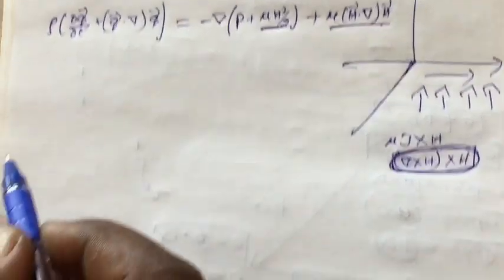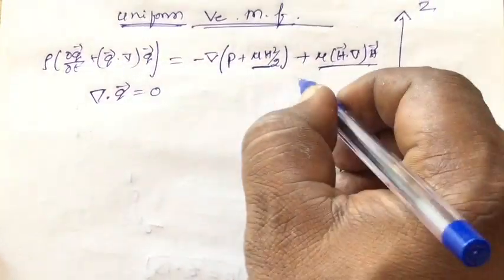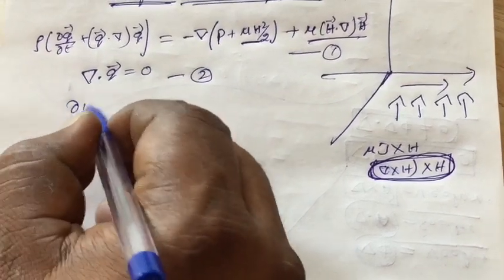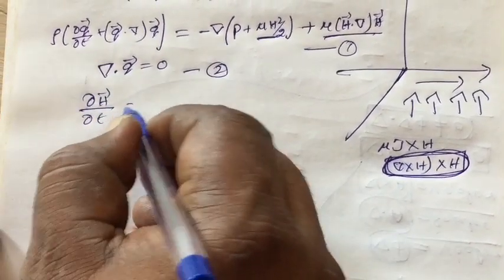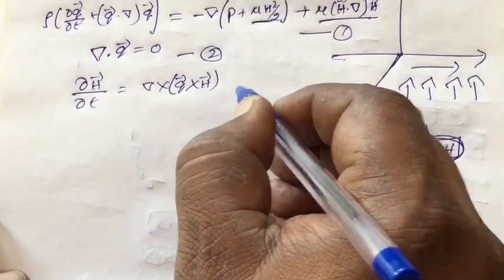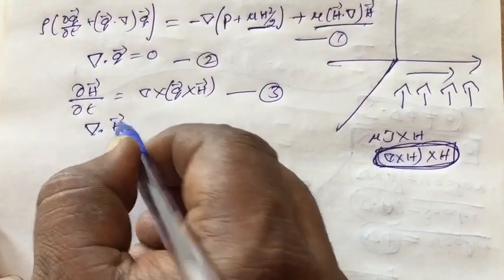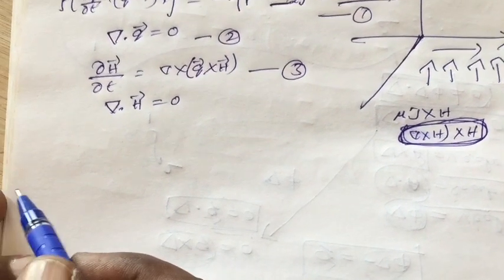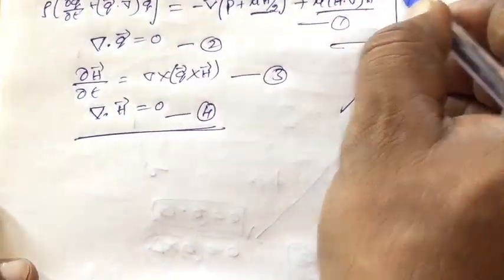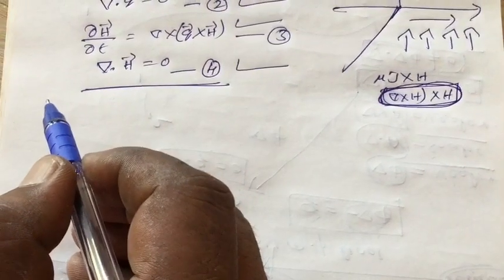Now, the continuity equation is given by del dot Q equal to 0. Call this equation number 1 and the momentum equation number 2. The magnetic induction equation is given by del H by del T equal to del cross (Q cross H). This is the magnetic field equation. The other one is the solenoidal property, del dot H equal to 0, equation number 4. So these are the momentum equation, continuity equation, magnetic induction equation, and the solenoidal property.